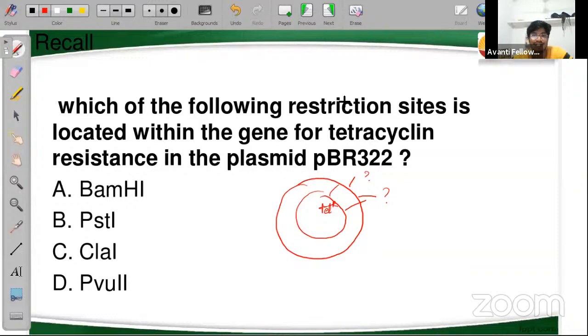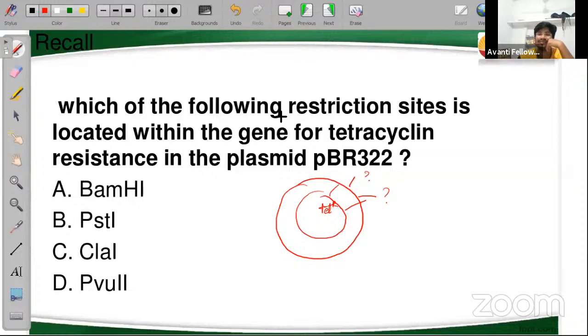Okay, ending the poll now, sharing the result with you. 64% people have chosen option A, 16% people have chosen option B, 12% people have chosen option C, and 8% people have chosen option D. Let me stop sharing, then I'll explain.